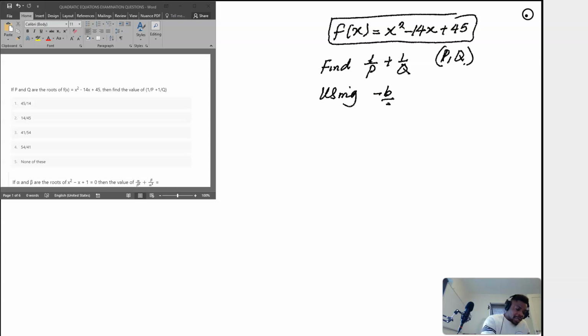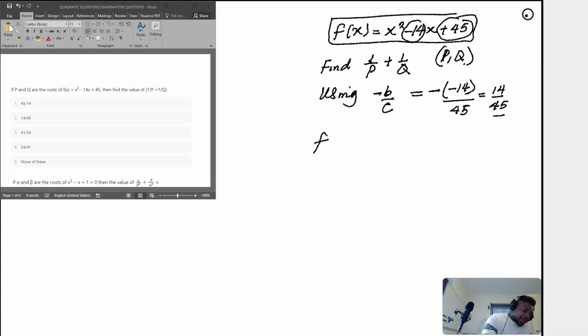minus b over c. Here, I have minus, what is our b? Our b is minus 14, and our c is plus 45. So minus times minus is plus, that is 14 over 45. So our answer is option 2, which is still the same thing that we got for the first solution. So that is the best way you have it, whenever you are asked to find the sum of the reciprocals of the roots.